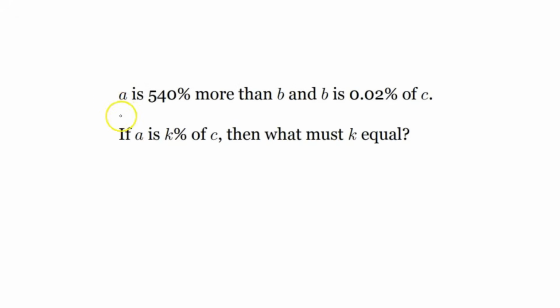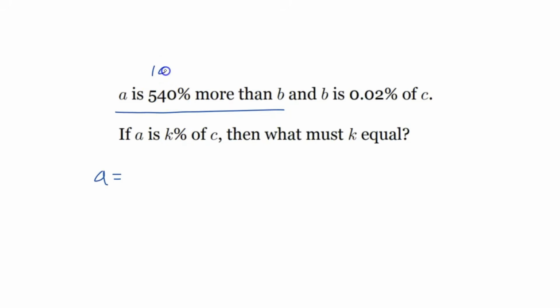This problem says A is 540% more than B. So let's write this out as an equation. A equals, whenever you see "is," just write an equal sign, 540% more than B. Do not write 5.4B. That is a huge mistake.